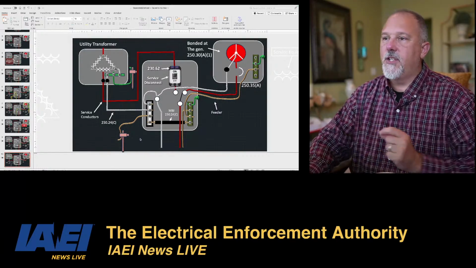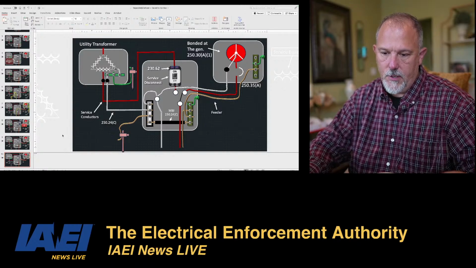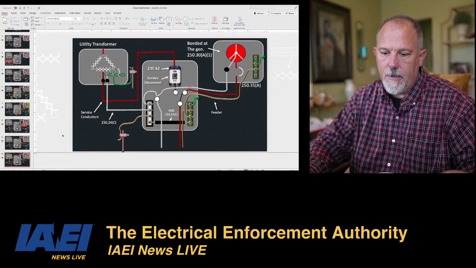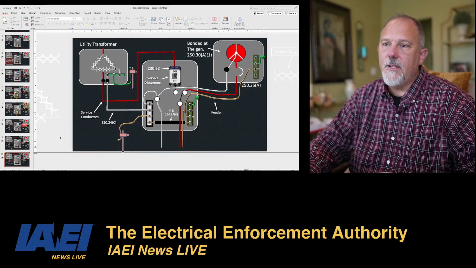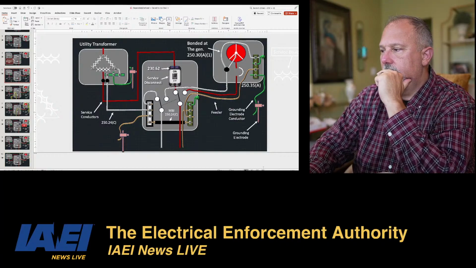All right, so your separately derived eliminates dirty neutral from the utility when in general power, but if the utility side is still connected, that is not truly disconnected. So here's the thing, Fred. Let's take a look at this.